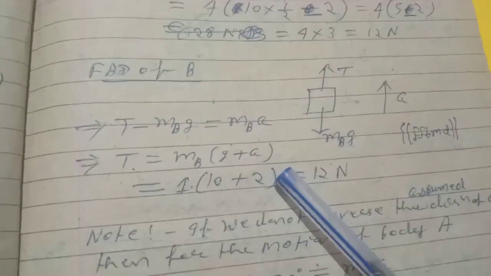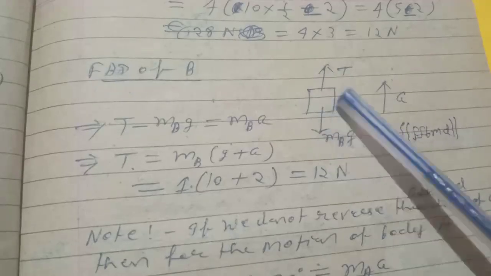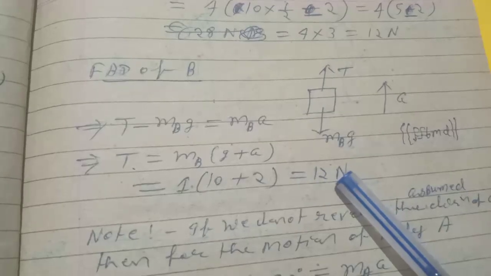Again drawing the FBD of B. The T is in upward direction and the weight is in downward direction. Putting all the values, we get 12 Newton.